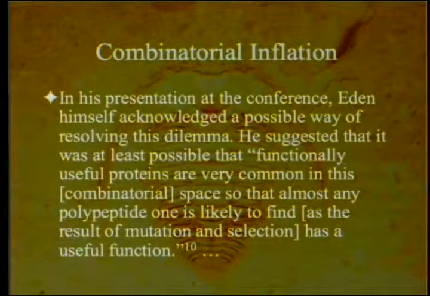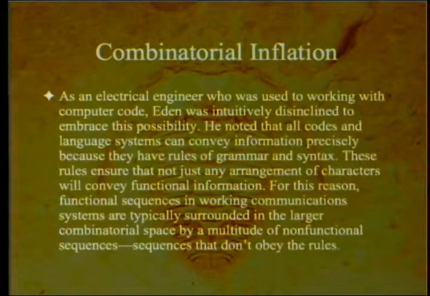So that almost any polypeptide one is likely to find as a result of mutation and selection has a useful function. Well, does it? As an electrical engineer who is used to working with computer code, Eden was intuitively disinclined to embrace this possibility. He noted that all codes and language systems can convey information precisely because they have rules of grammar and syntax. These rules ensure that not just any arrangement of characters will convey functional information.